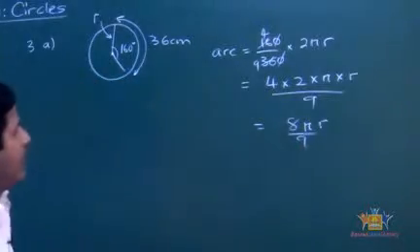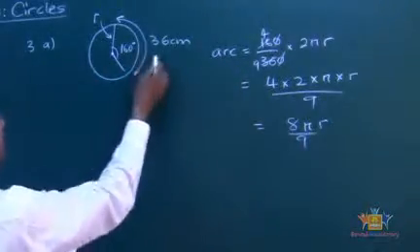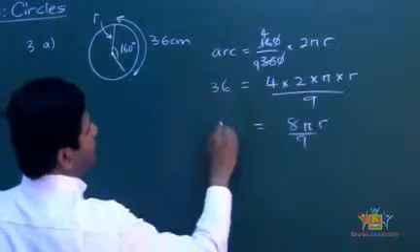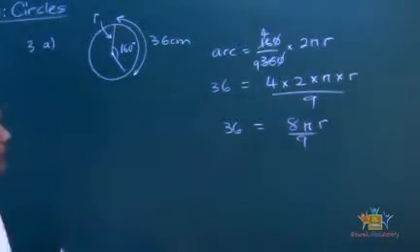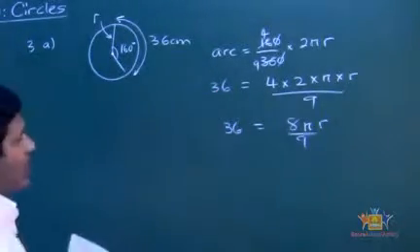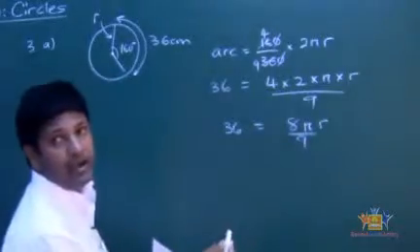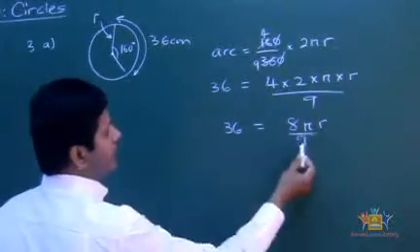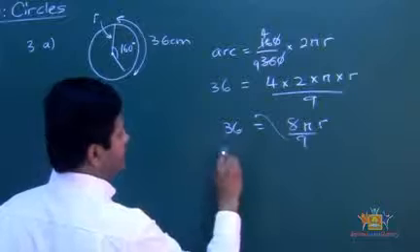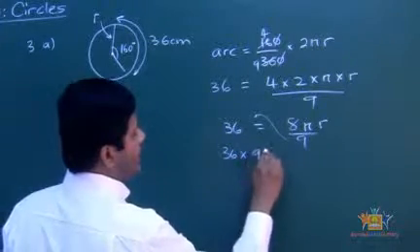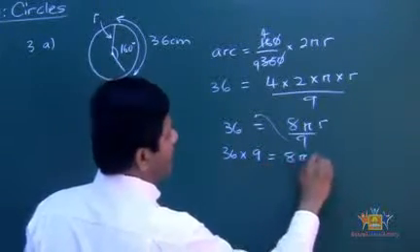See that? And we know the arc is what? The arc is given as 36, so we can substitute 36 for the arc. So what are we looking for? The unknown, which is r. That means we're going to isolate r. So who's got to go? The 9. It's dividing, so crossing the bridge it becomes multiplication. So we've got 36 times 9 equals 8 pi r.